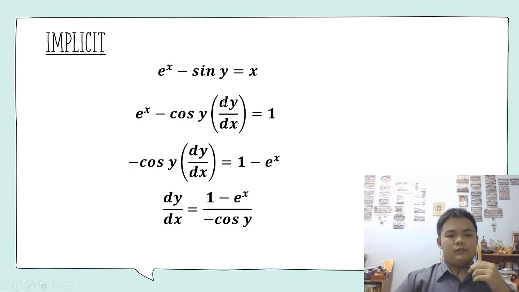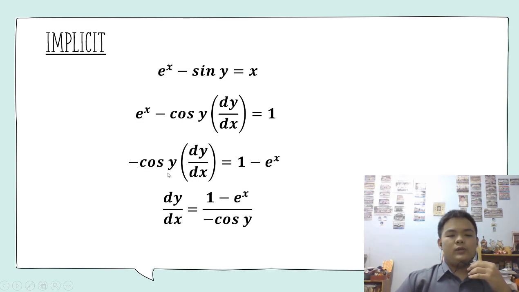The last part is implicit differentiation. So the question is e^x minus sin y equals x. So we also differentiate first. The derivative of e^x is e^x, and the derivative of minus sin y is minus cos y. When we differentiate terms that contain y, we add dy/dx at the back, and differentiating x gives 1. We put the e^x to the other side.